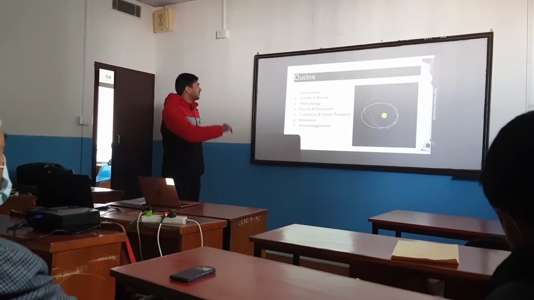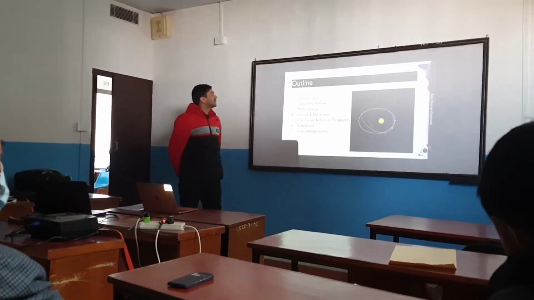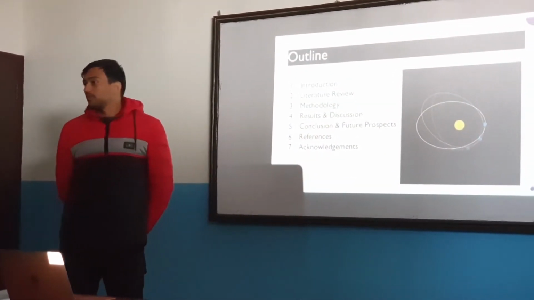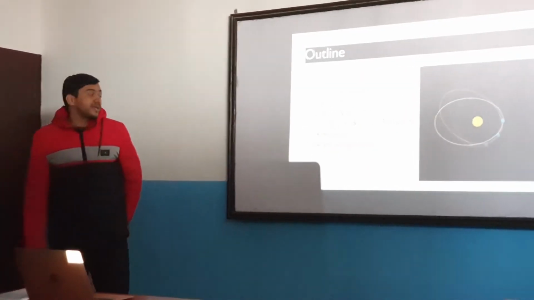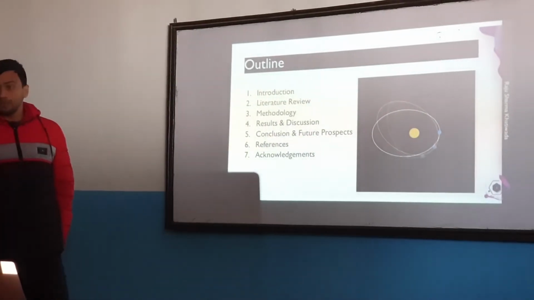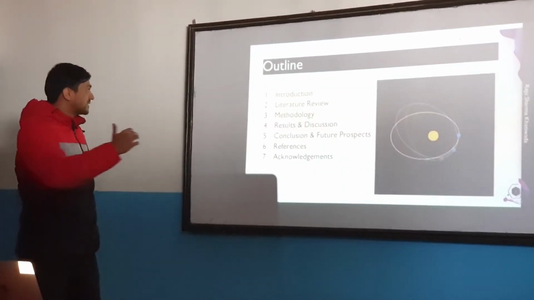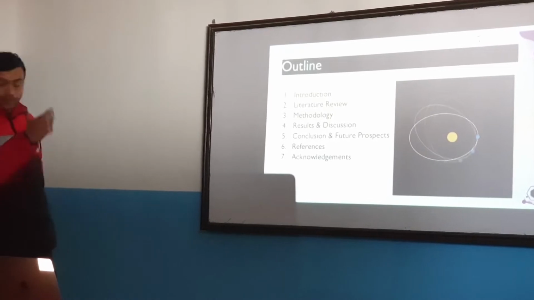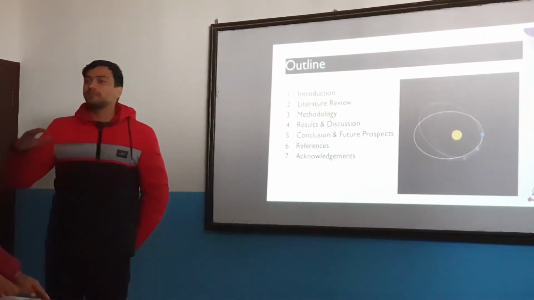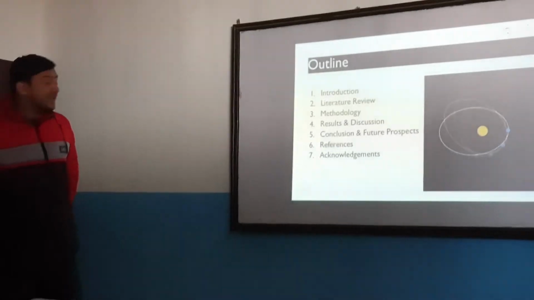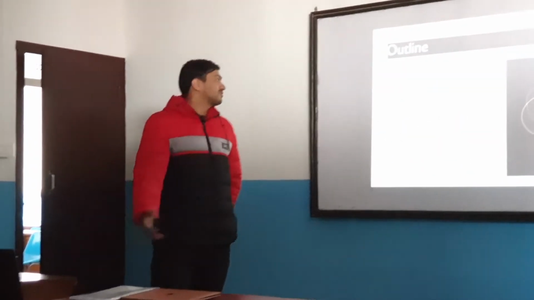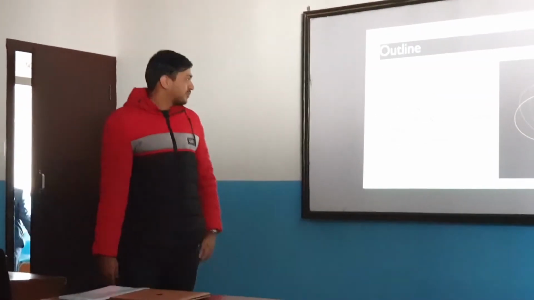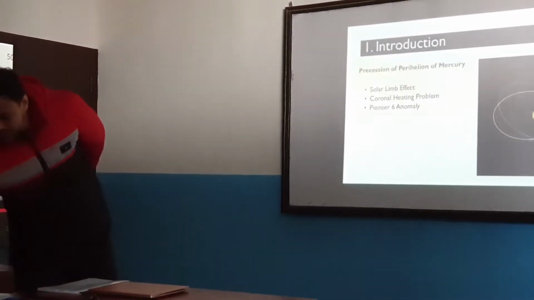Okay, so let me briefly tell you about the outline of my paper. First I will talk about the introduction. In this introduction I will not just talk about the precession of the perihelion of Mercury, but also the theoretical framework on which this is based, and then the literature review, about what works I have used to conduct my own research. Methodology is all about the mathematical calculation, where I modified the line element to get the appropriate correction for the surface tension. Then results and discussion, comparison between theory and observation, and conclusion and future prospects, references and acknowledgements.